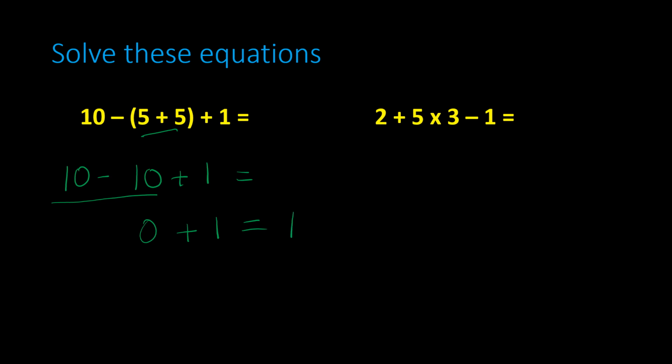Next one, 2 plus 5 times 3 minus 1. Well, we know that multiply comes before plus or subtract. So you have 2 plus 15 minus 1. And using the left to right rule, we're going to do 2 plus 15, which is 17, minus 1, and we get 16.